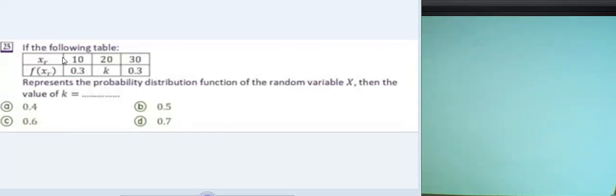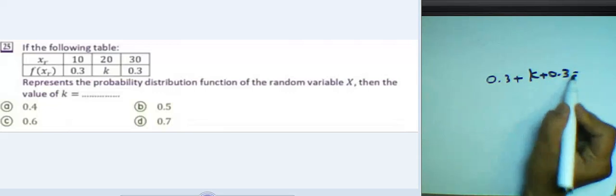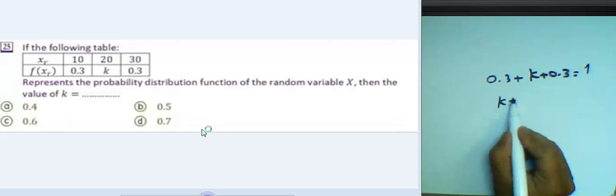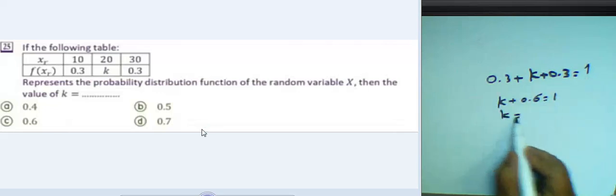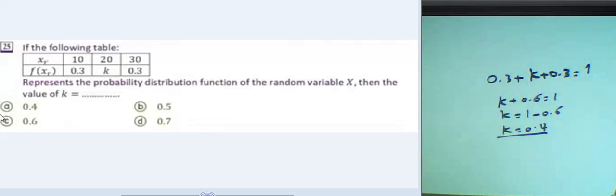Question 25. In the following table, f(x) represents the probability distribution function of the random variable X. Find the value of K. He asks about K. We know 0.3 plus K plus 0.3, the summation of the probabilities will be 1. Then K plus 0.6 equals 1. So K will be 1 subtract 0.6. K will be 0.4. Choose letter A. Okay, choose letter A.